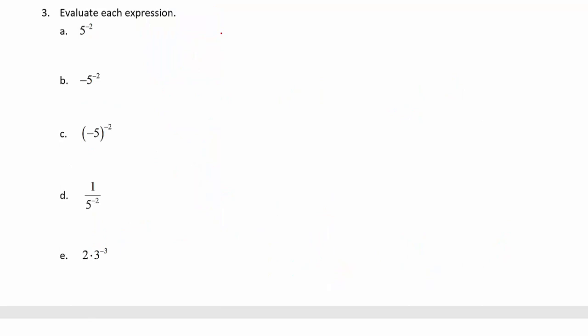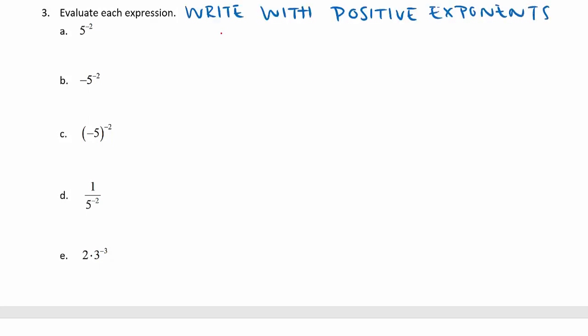Now, if I want to evaluate expressions with negative exponents, if I actually want to do the computation, I'm going to have to rewrite the problem using positive exponents first. So 5 to the negative 2, the very first thing I do is I write that as 1 over 5 squared. Once I have a positive exponent, I can do the math. 5 squared is 25, so this becomes 1/25.